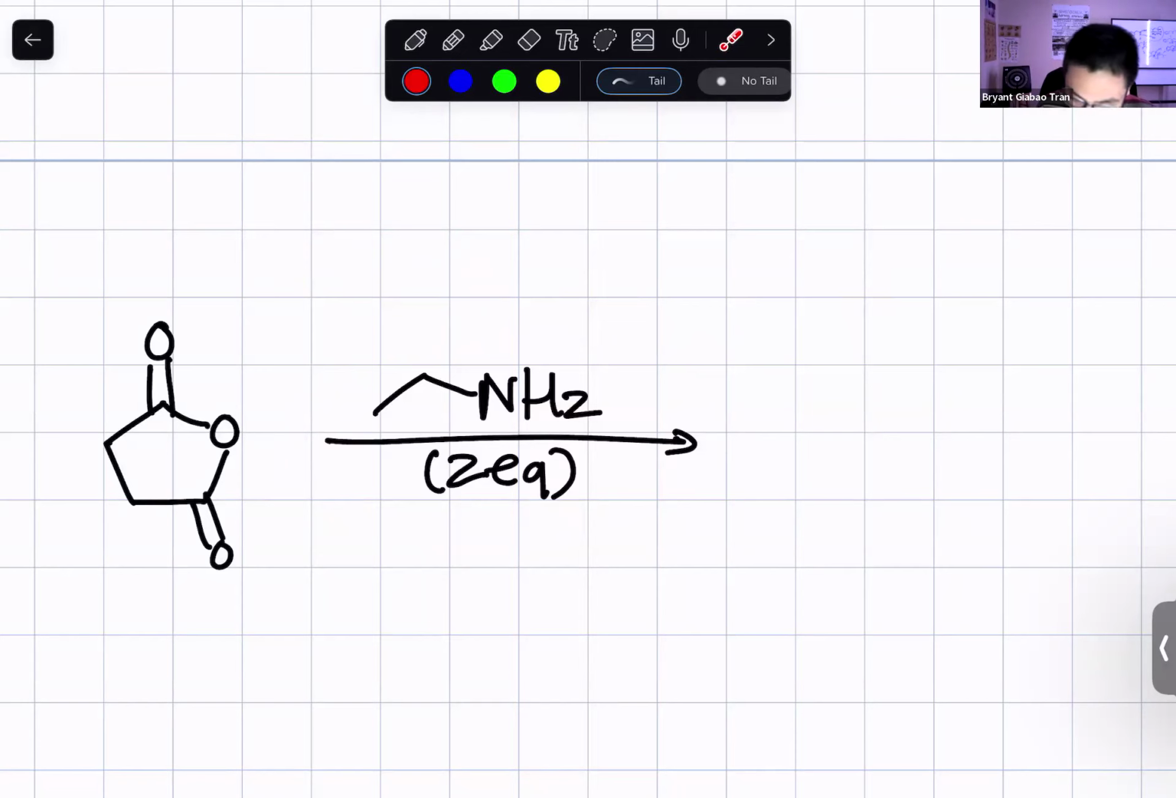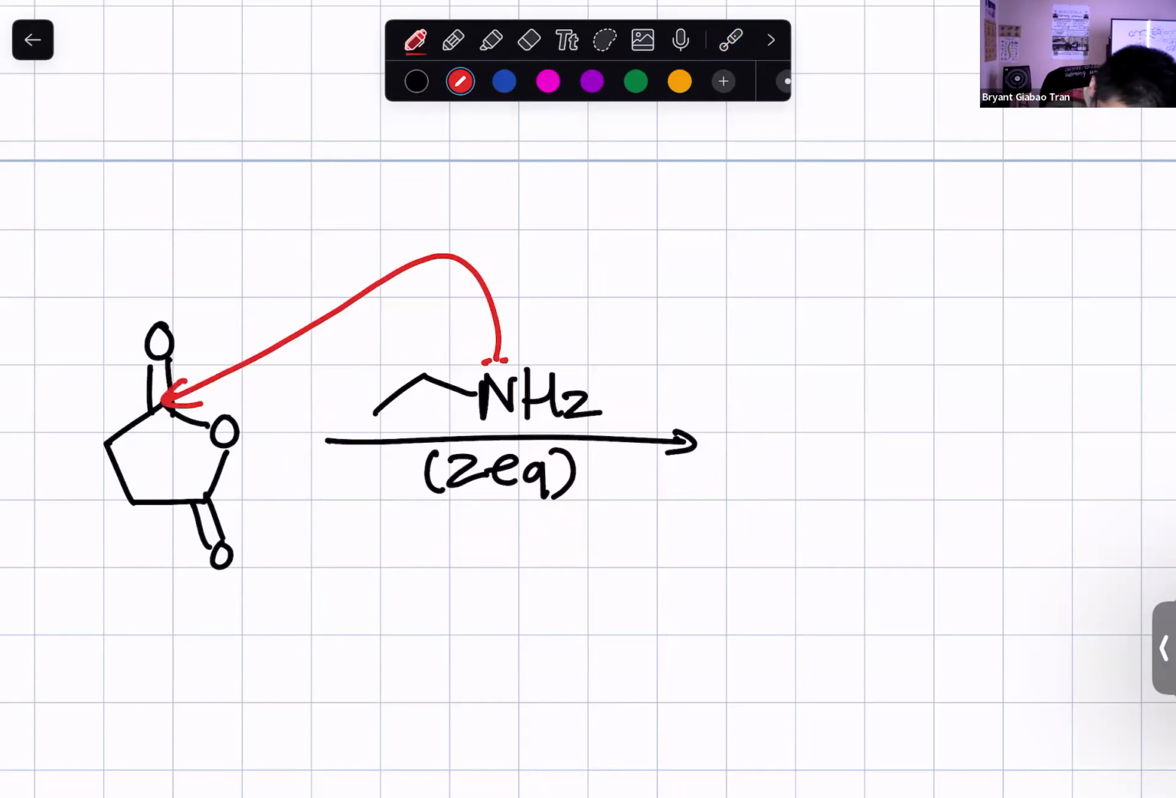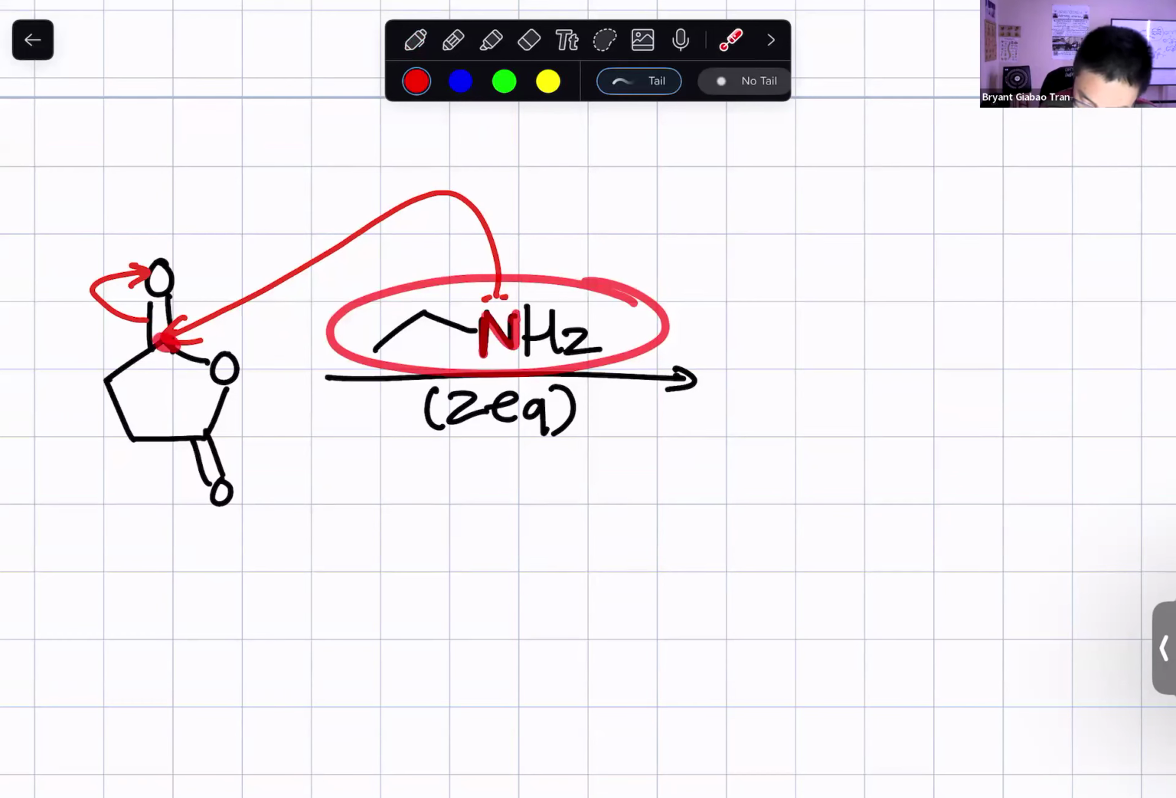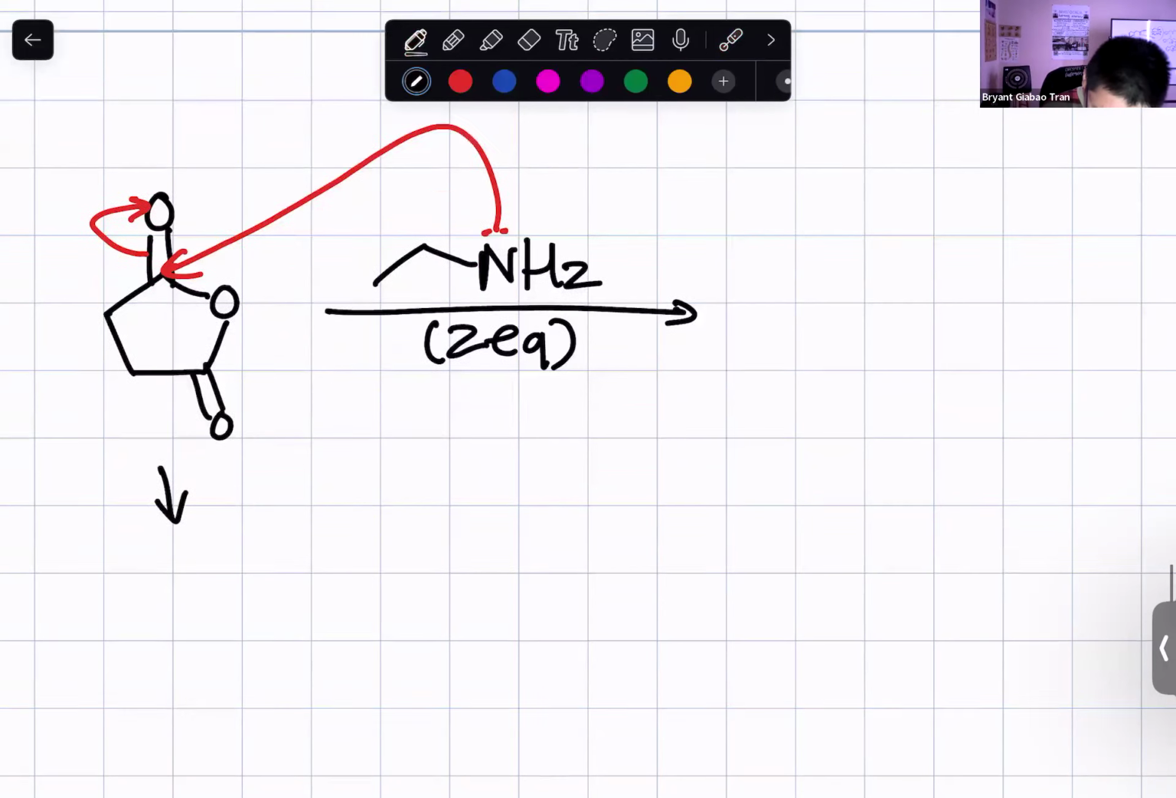So because we have a neutral amine right here, this neutral amine is going to attack this strong electrophile, push the double bond onto the oxygen. Okay. So this is going to be our nucleophile right here, which is going to attack this strong electrophile, this crazy reactive derivative, push the double bond onto the oxygen, and give us this tetrahedral intermediate here.